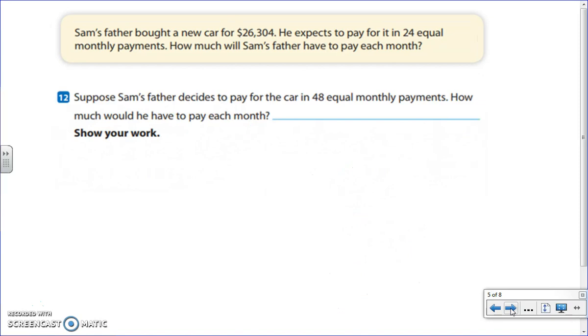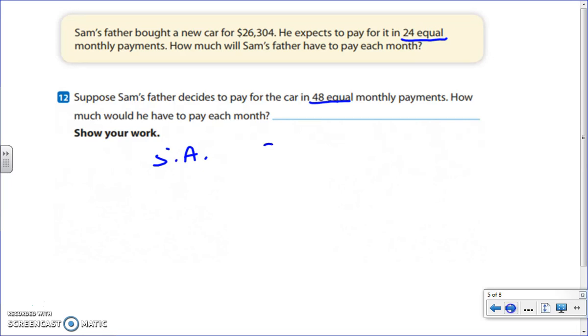If his father decides to pay for the car in 48 equal monthly payments, how much would he have to pay each month? Ooh, so this changes everything. So it says show your work. We're going to use the standard algorithm division here, and instead of 24 monthly payments, we're going to do 48 equal monthly payments. So if he's paying for it twice as long, he would actually have to pay half as much each month.